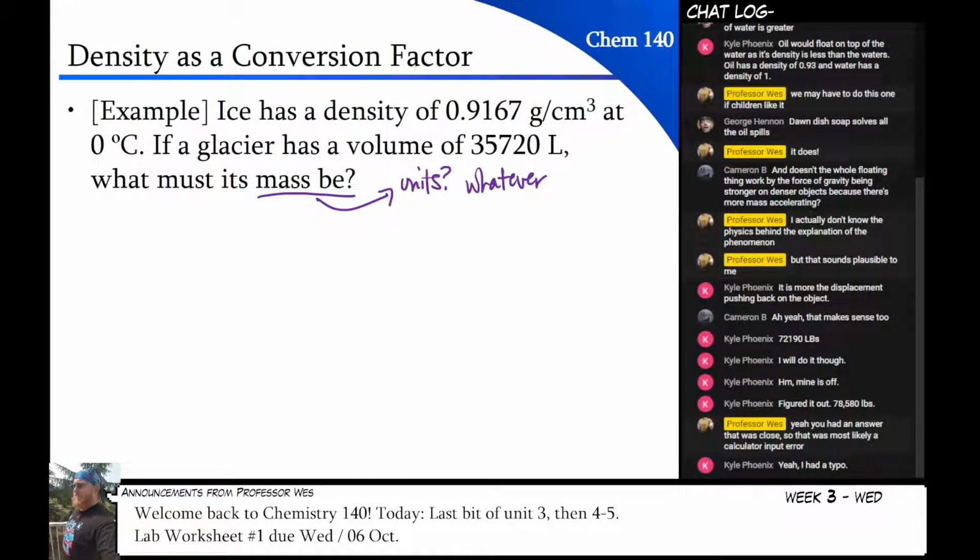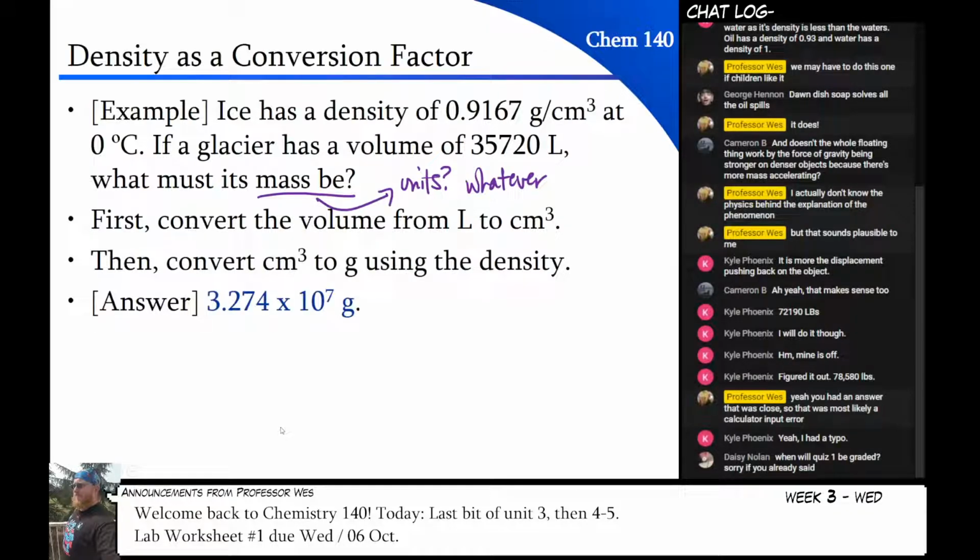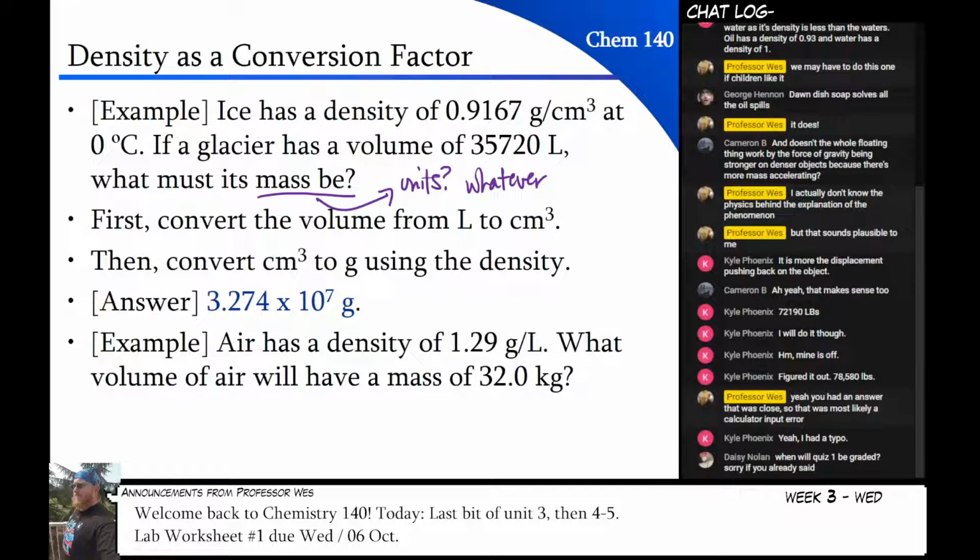Alright, we're back. Alright, so we did the first problem here. And I need to get the answer on the screen here. Here's the second problem. That's more or less the same type of problem. It's just you got to figure out what to do with the units here. So if I give you a sample of air that has mass 32 kilograms and its density is 1.29 grams per liter, what volume is that? Or what volume did I give you?